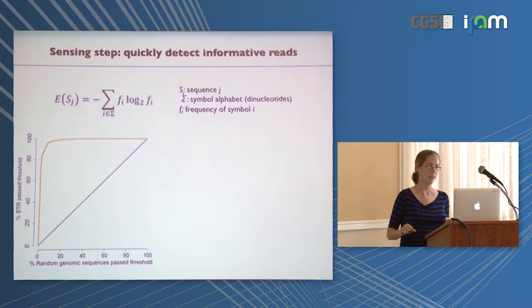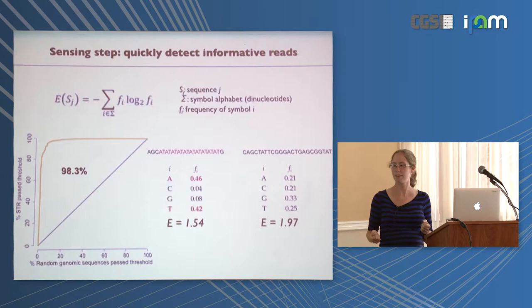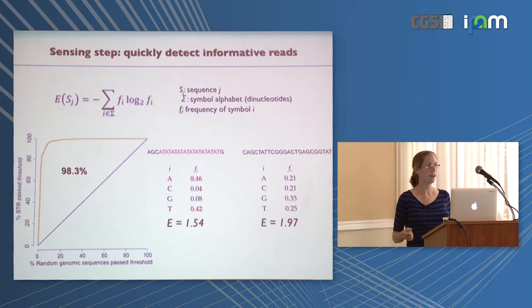We found that entropy of the sequence is actually a really useful way to do this. So think about what does entropy mean? It's a measure of disorder. So repetitive sequences, there's not that much disorder in them. They have a very predictable pattern. So repetitive sequences tend to have much lower entropy than if you look at non-repetitive sequences.